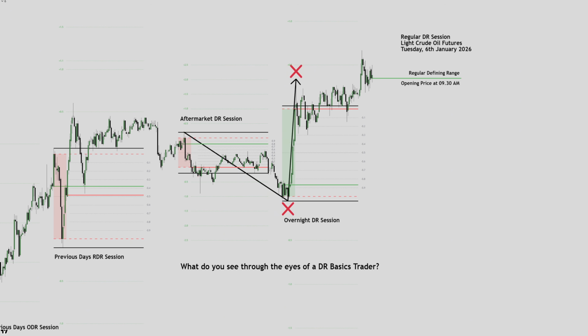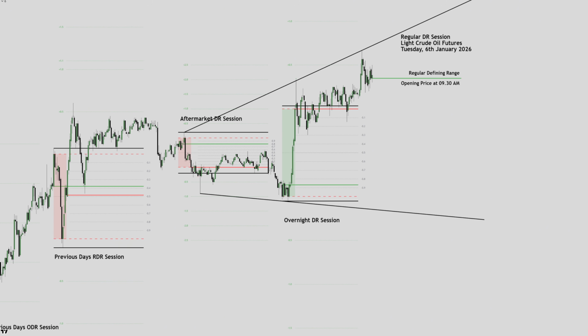Once again, the overnight session has already taken out both sides of the aftermarket session. That immediately tells you that neither a DR upside model nor a DR downside model is possible anymore. So, what does that leave us with? A potential DR range expansion model, often referred to as trumpet-like price action, where both sides of the market can be explored throughout the day.